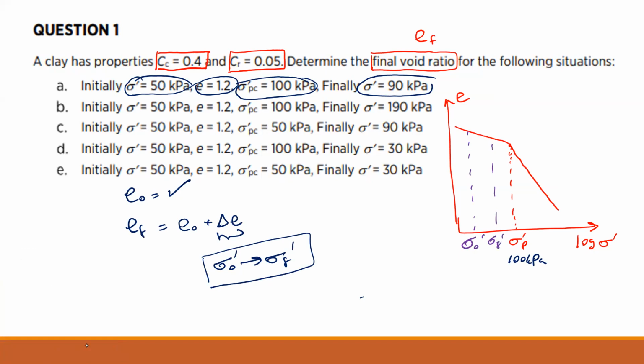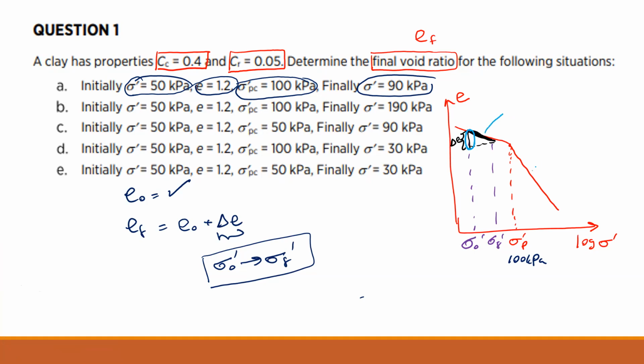So when you come from here to here, your void ratio is decreasing. Do you see that? It is decreasing by this amount, isn't it? Am I right? Can we find that amount? This length, can we find that? We can.